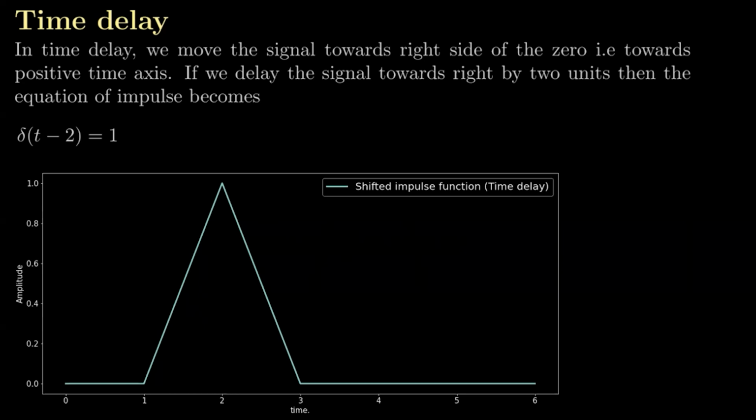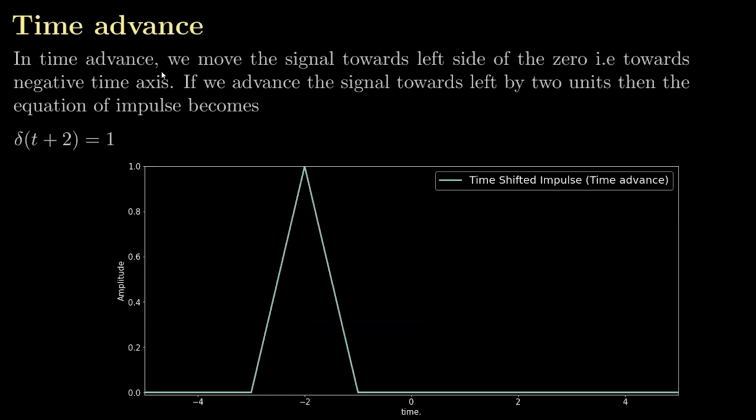Now, let us move on to the next important signal, the unit step signal. The unit step signal is denoted by u of t. It is defined as a function that has a magnitude of 1 for all values of time greater than or equal to 0 and a magnitude of 0 for all values of time less than 0. Mathematically, u of t equals 1 when t is greater than or equal to 0 and 0 when t is less than 0. This means that the signal starts with a value of 0 for all negative time, then suddenly jumps to 1 at t equals 0, and remains at 1 for all positive time.